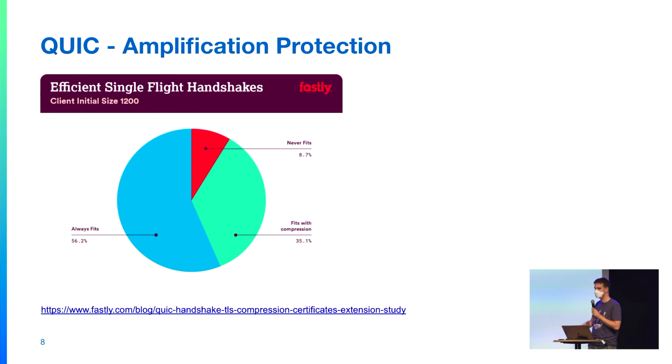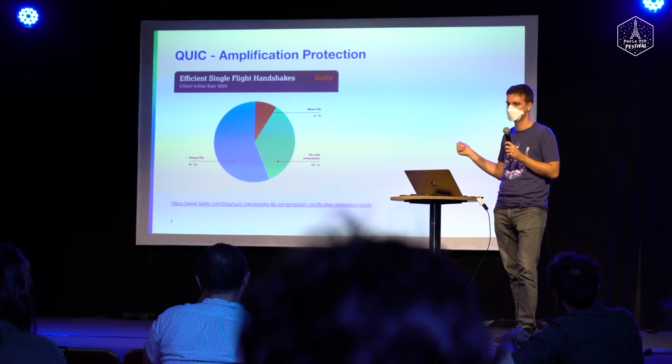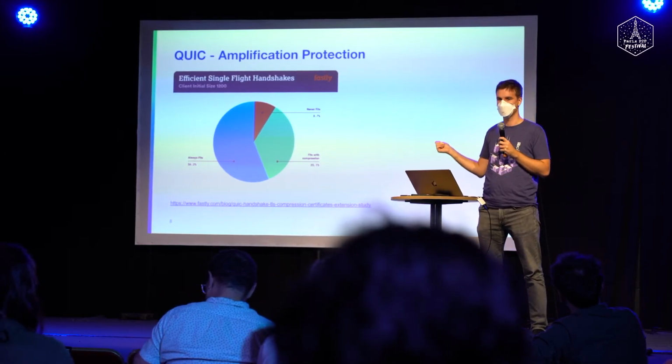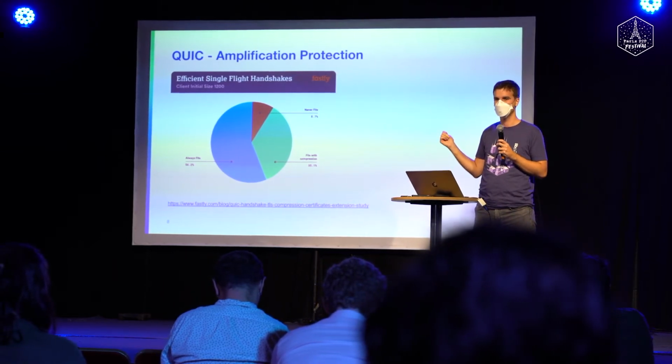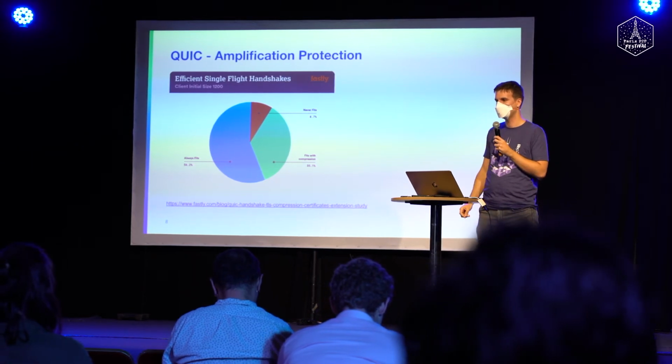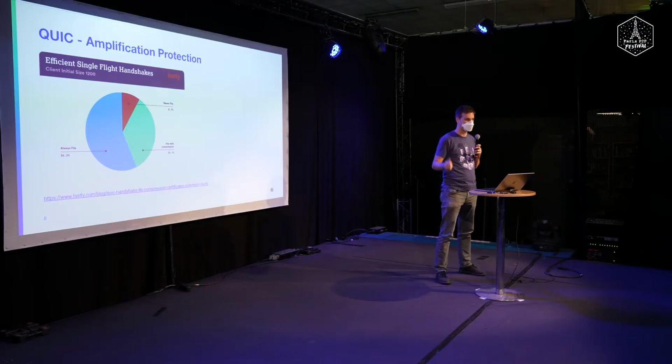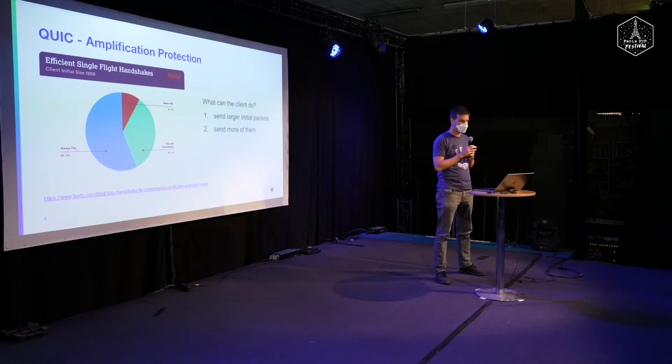And then in the remaining 35% of the cases, if you just send them uncompressed, it wouldn't fit. But if you use a TLS 1.3 extension that compresses certificates, or at least the metadata in the certificates, you can make them fit. So one lesson learned from this is if you're running a QUIC server, it probably makes sense to measure the size of your certificate chain and to turn on certificate compression. So that's what you can do on the server side. There's also some tricks you can play on the client side.